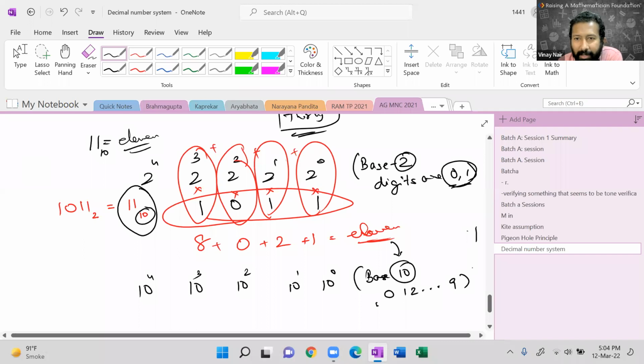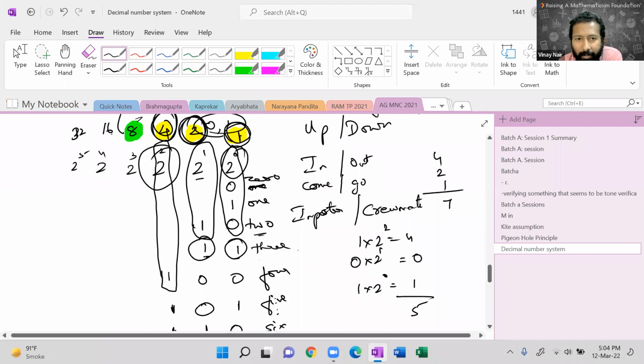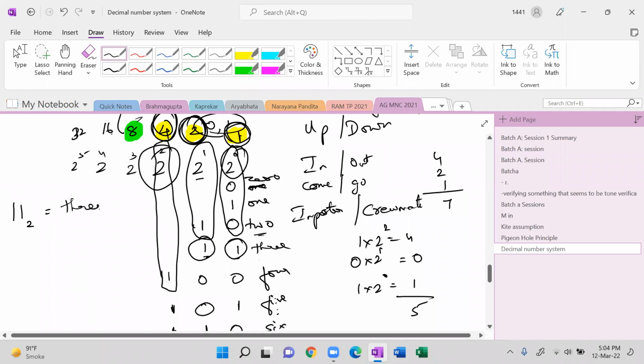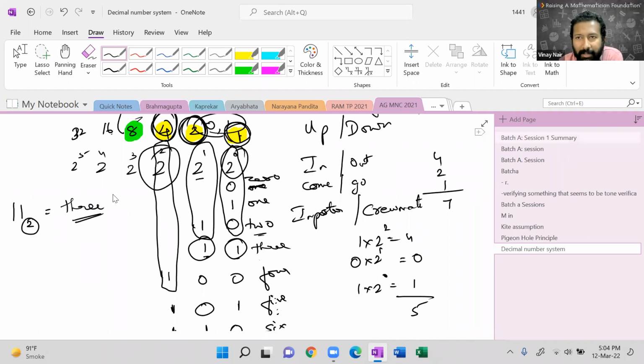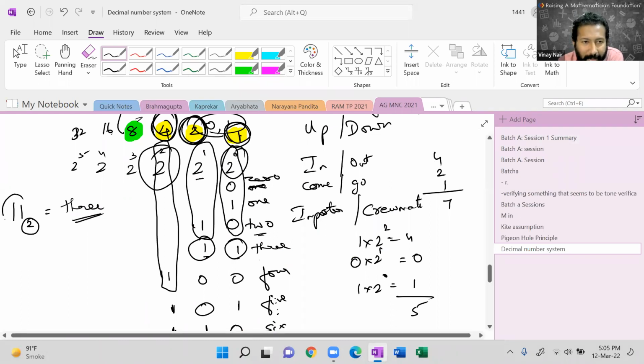Otherwise 1 1 in binary is 3. So we say 1 1 to the base 2 is 3 in decimal. So this represents the base. What is the base? The base is binary, base 2. And what is the representation? 1 1. What number does it represent? 3. 1 1 to the base 3 will represent what? Can somebody tell me?